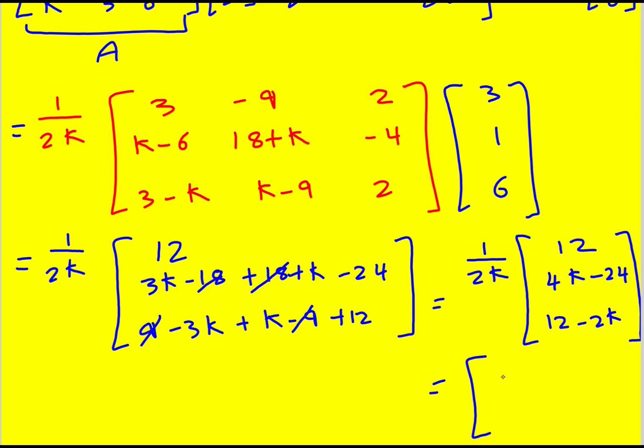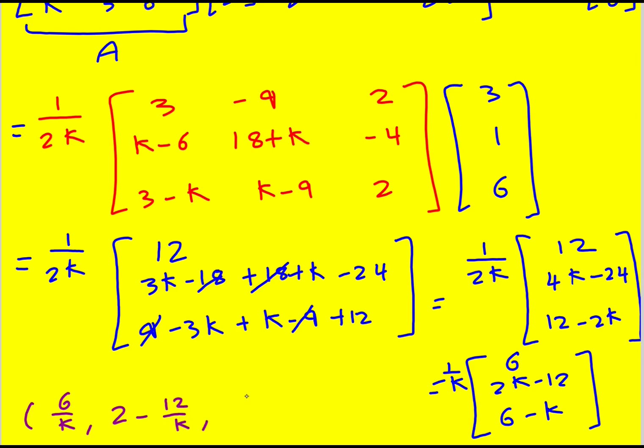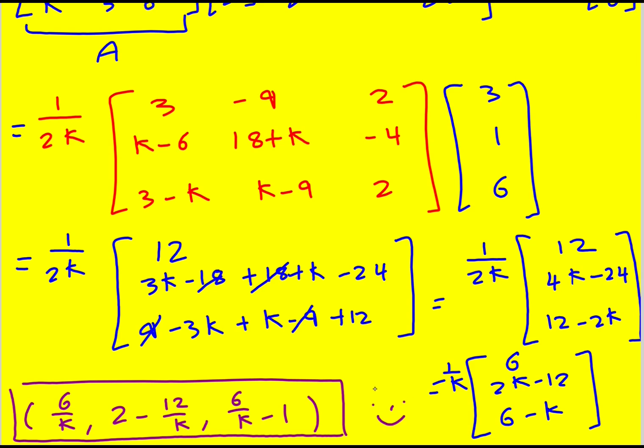That is going to become, I'm just going to leave 1 over k out for the moment. Divide through by 2, 6, 2k minus 12, and 6 minus k. And finally, if I'm writing it in coordinates, it's going to be 6 over k, then 2 minus 12 over k, and 6 over k minus 1. And that is the point at which the planes will intersect. Well done.